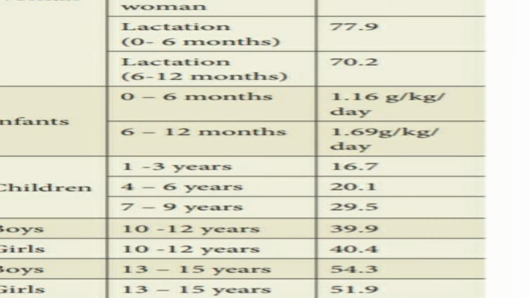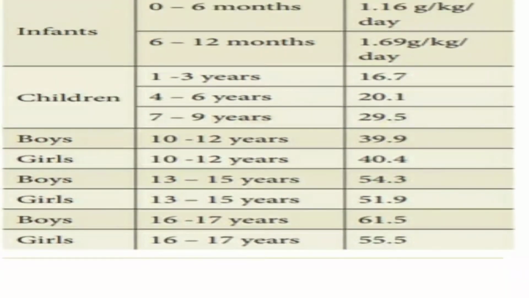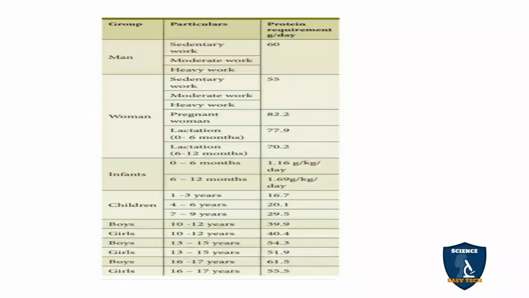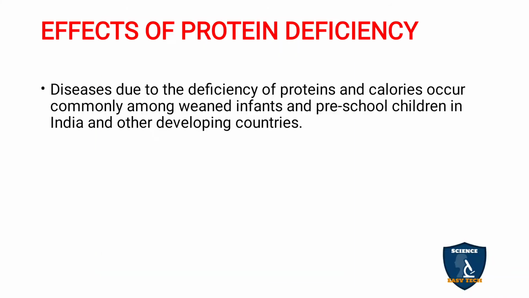And for boys in the age group of 10 to 12 years, it is 39.9 grams per day, and for girls 10 to 12 years, it is 40.4 grams per day, and for boys 13 to 15 years, it is 54.3 grams per day, and for girls 13 to 15 years, it is 51.9 grams per day, and boys 16 to 17 years 61.5 grams per day, and girls 16 to 17 years, it is 55.5 grams per day. So slowly, gradually, for children the requirement is increasing. Okay, so this is with regard to the Indian Council of Medical Research recommended daily intake for proteins.